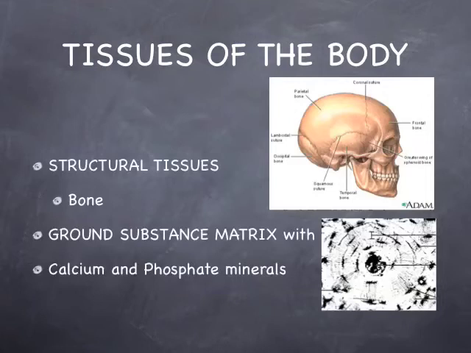These two minerals have to come in your diet or you can't build bone. You have to have these two substances in the food that you eat to be able to build bone. You build the ground substance out of carbohydrates and proteins, but to make the bone hard, you have to add minerals to it.